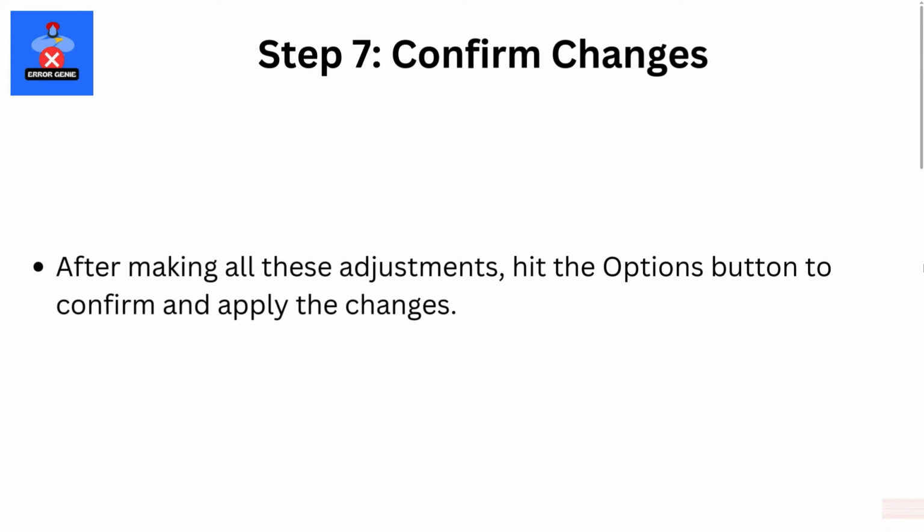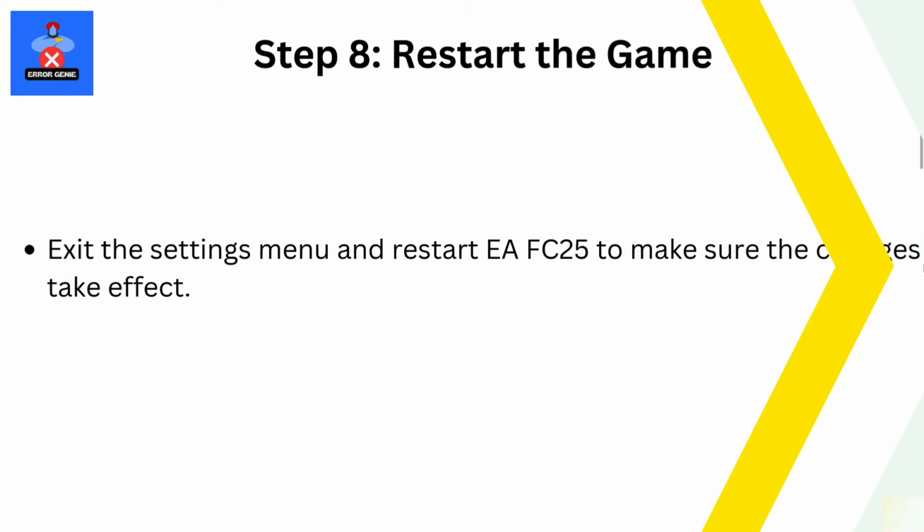Now, confirm changes. After making all these adjustments, hit the Options button to confirm and apply the changes. Finally, restart the game. Exit the Settings menu and restart FC25 to make sure the changes take effect.